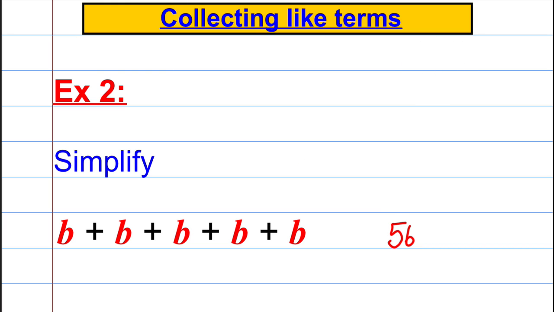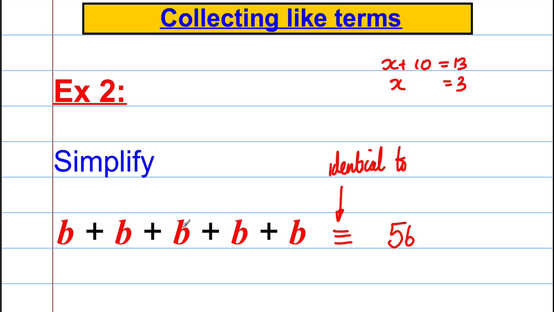One other thing to point out, mathematicians use this sign here, identical to. That means it is identical to. Okay, and this isn't an equation we solve, like, for example, x plus 10 equals 13, what's x? x is 3. This is just saying that a different way, and a better way maybe, of writing b plus b plus b plus b plus b is 5b. They're identical to each other. They're two different ways of writing the same thing.